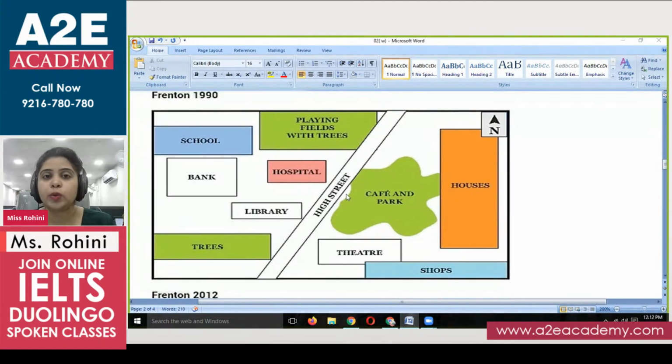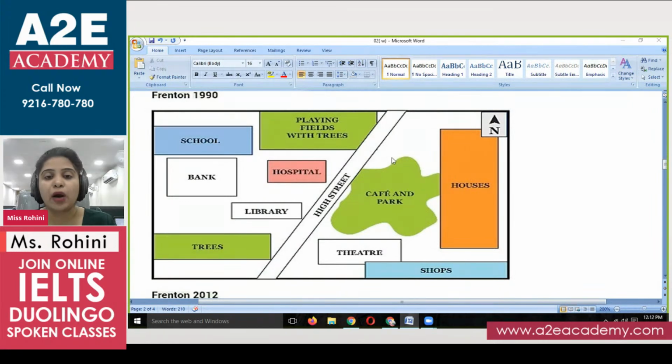Okay, one more thing: while writing the body paragraphs, you have two options. Either you can separately define the year 1990 in BP1, and then in BP2 you can separately define the changes that have taken place in 2012. Or otherwise, you can take both the years, Frinton 1990 and Frinton 2012, take both the maps together and make a comparison simultaneously. Okay, now how will that be done?